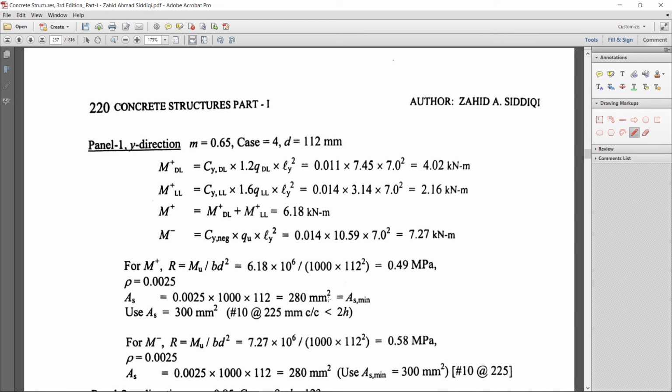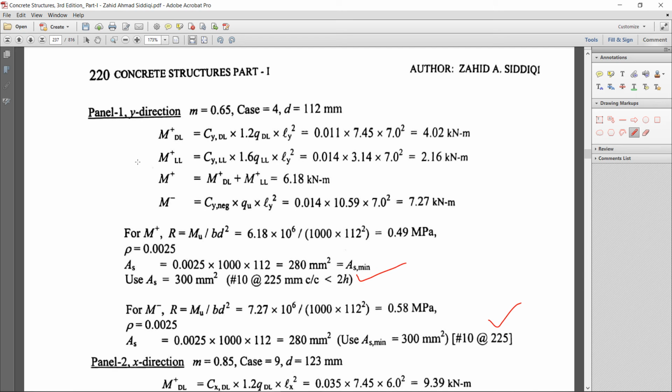So for negative moment, area of steel is 280 millimeter square. That is again less than AS minimum. You have to provide the AS minimum area, 300 millimeter square, and the spacing comes to 225 millimeter. So that is our panel 1 X direction and Y direction area of steel complete, for positive moment and for negative moment. Similarly we will perform for other panels.